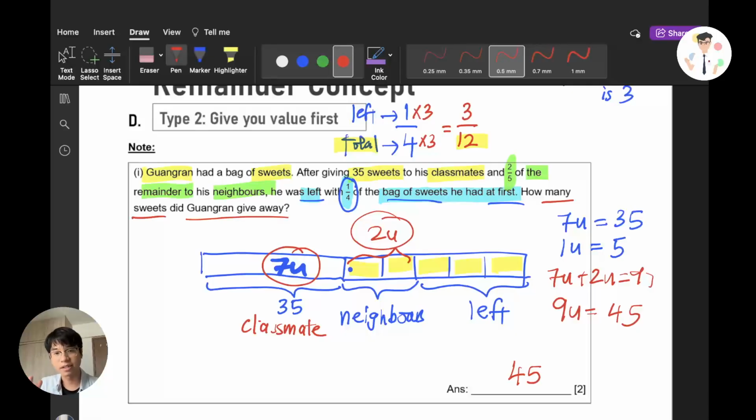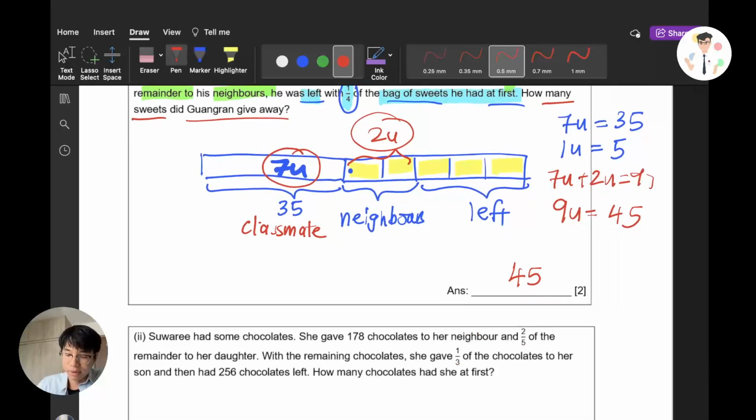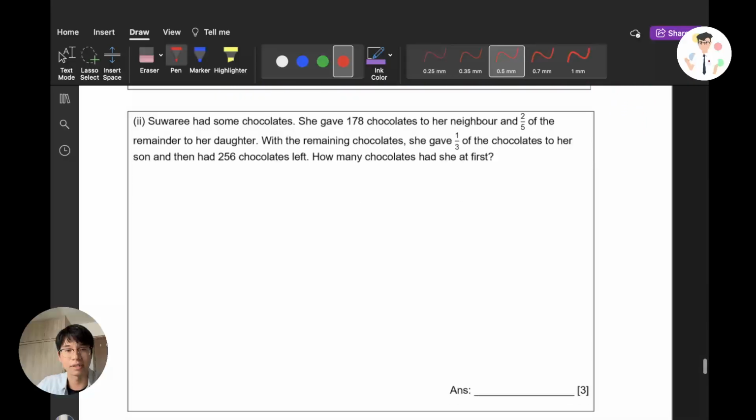Okay, I think it's not a very difficult question, but the thing to take note of is, again, the leftover are actually supposed to be the same. Okay, now with that, let's look at example number 2. Now example number 2 here is about chocolate, and let's see how this chocolate is about.